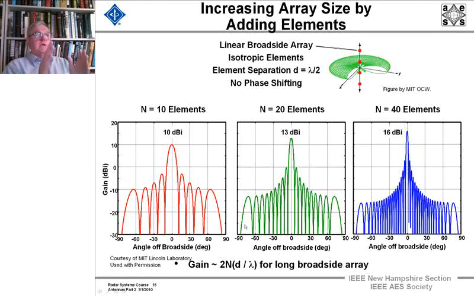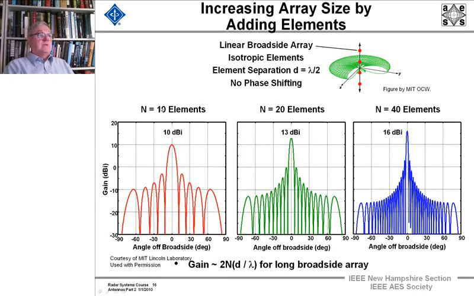Okay, now let's look visually, and this is where the physical understanding is. Let's look at the effect on the array size of adding elements. Okay, so we've got a linear broadside array. These red dots are the array. They're isotropic elements. The spacing is lambda over 2. There's no phase shifting, so we're just going to have a broadside beam perpendicular to the array. Here we see the angle off broadside is 0.